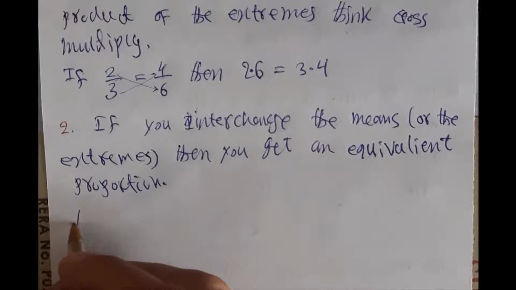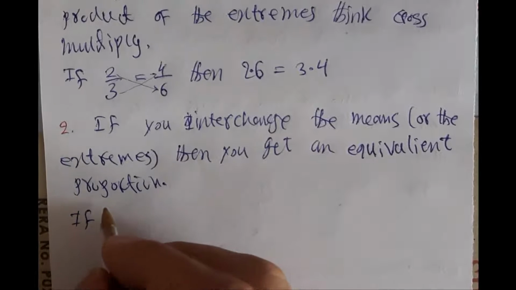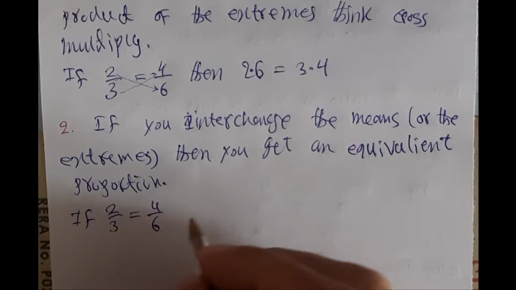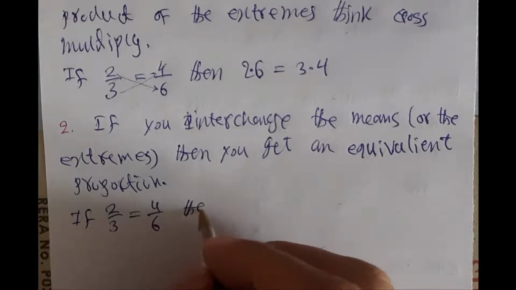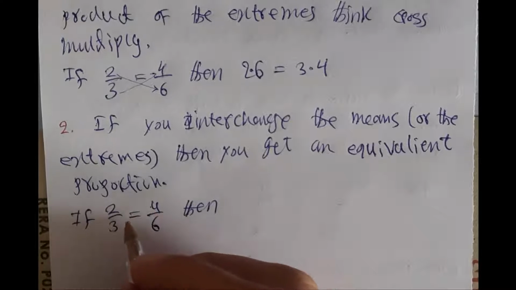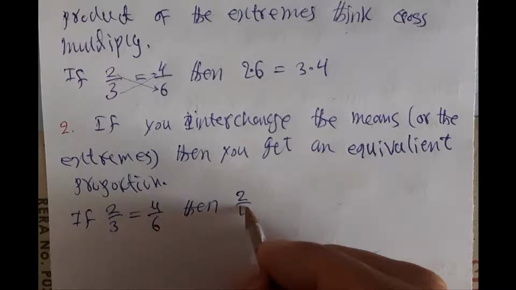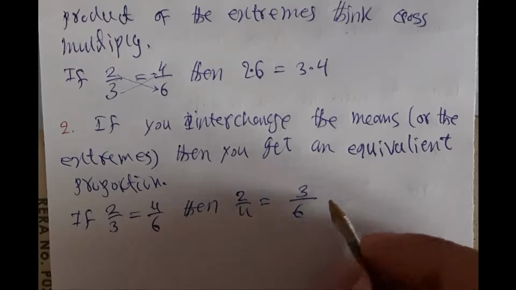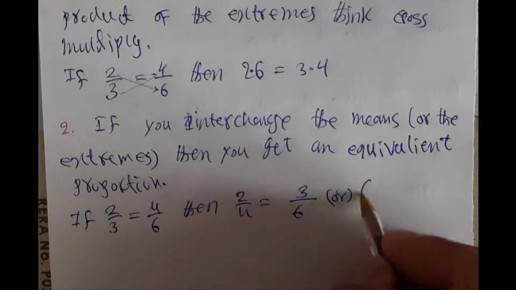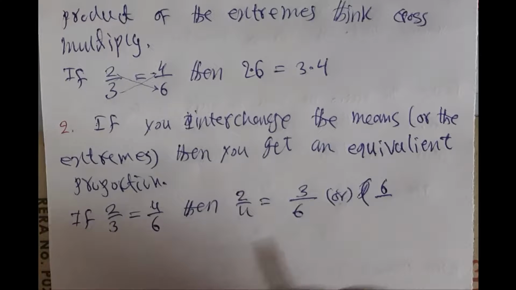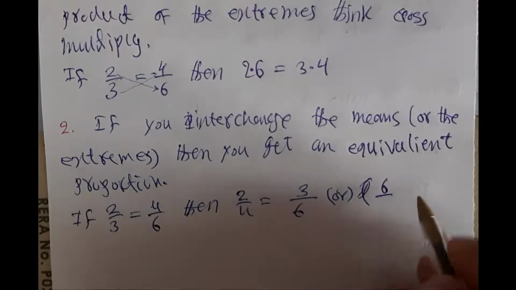Example, if 2 by 3 is equal to 4 by 6, then we change the places of 3 and 4. 2 by 4 is equal to 3 by 6. Or, we change the places of 6 and 2.